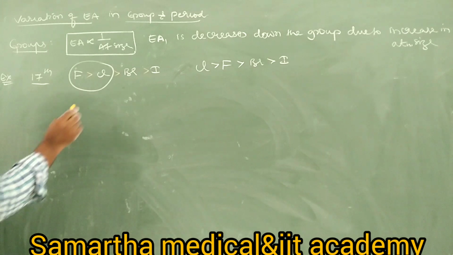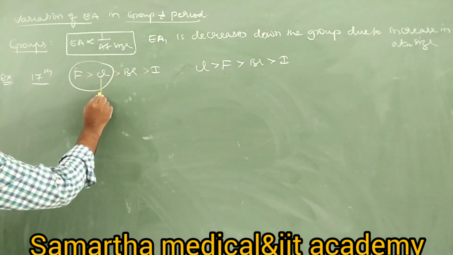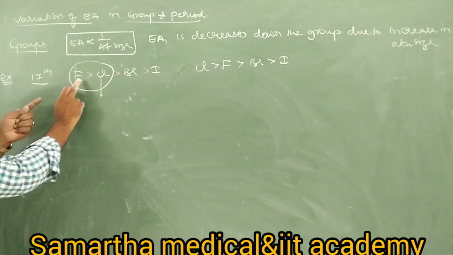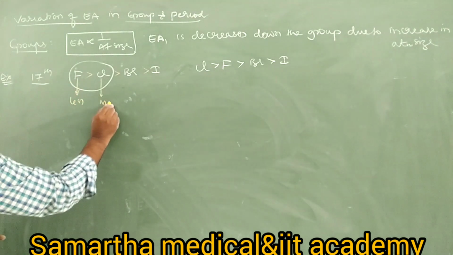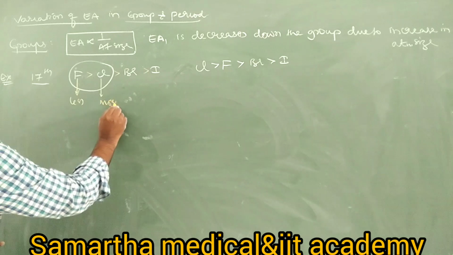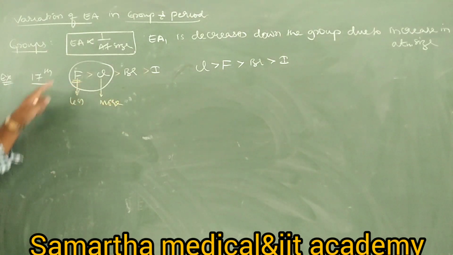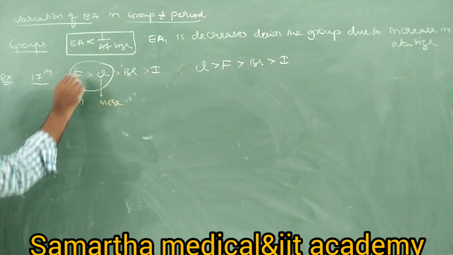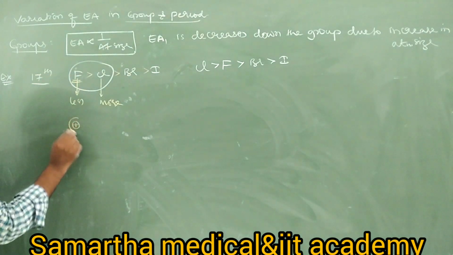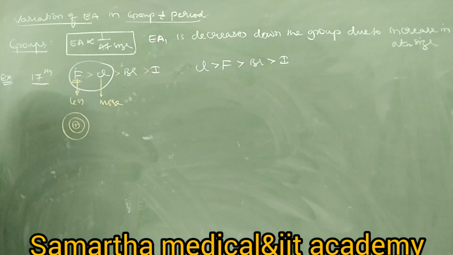So here the electron affinity of chlorine is more than fluorine, or fluorine is less than chlorine. Why? The electron gain enthalpy of fluorine is less due to small size and more electron repulsion. Now what happened? If you see fluorine, it has two shells, right? Two shells.